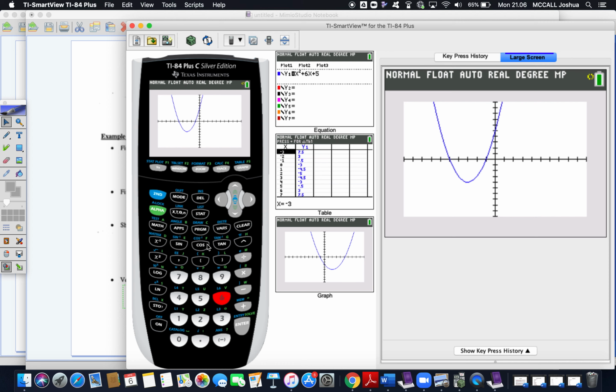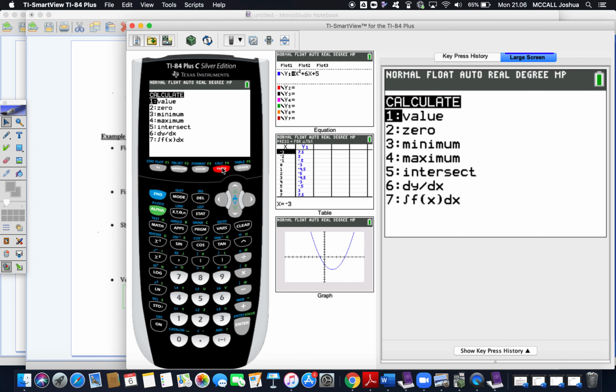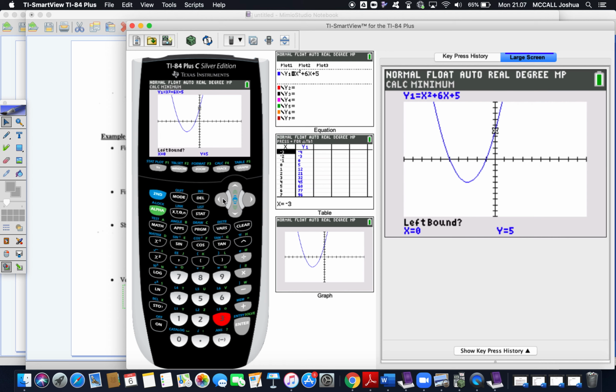Right, there's our graph. We can see our vertex is going to be in here somewhere. So we'll do second calc, and in this case, again, we have a minimum value. We're going to scroll until we get to the left side of our vertex, hit enter, and scroll till we get to the right side of our vertex and hit enter. Now we have the calculator guess, so our vertex is at -3, -4.